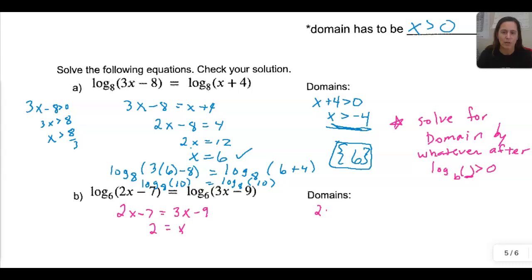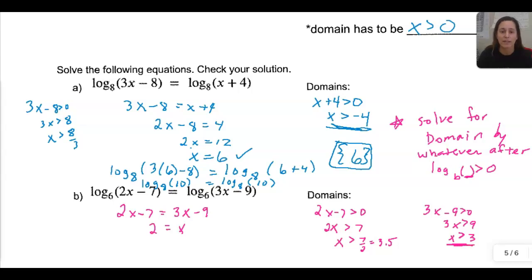So I have the 2x minus 7. I set it greater than 0. So I add the 7, divide by 2. So 2x is greater than 7. And then it's 7 divided by 2, which is 3.5. And then the other one would be 3x minus 9 is greater than 0. Add the 9, divide by 3, and we get x has to be greater than 3. So this one was 3.5. This one is 3, so this is a smaller value.